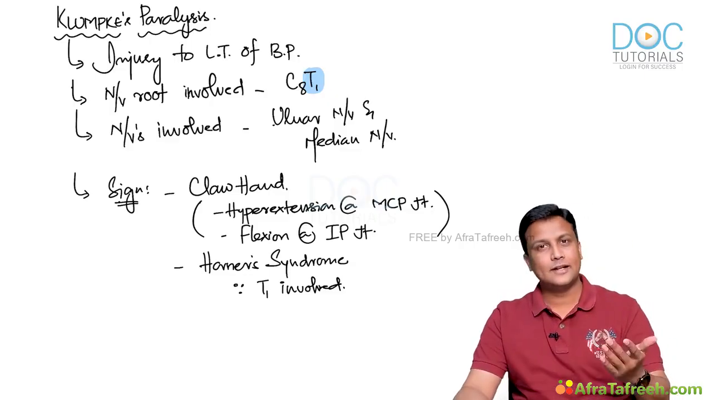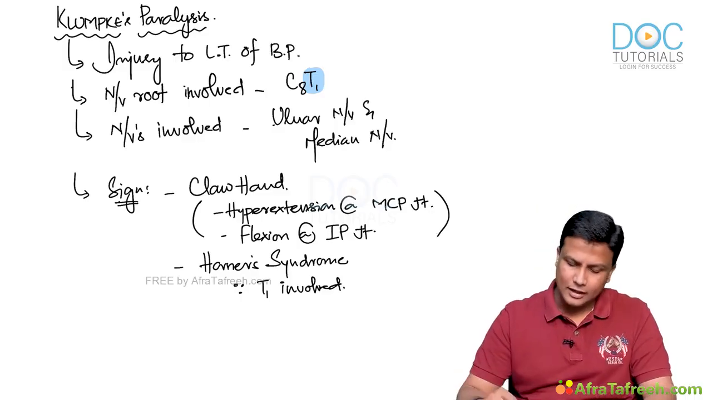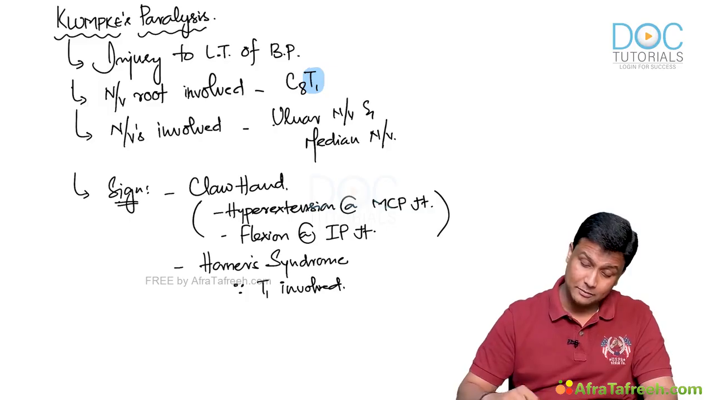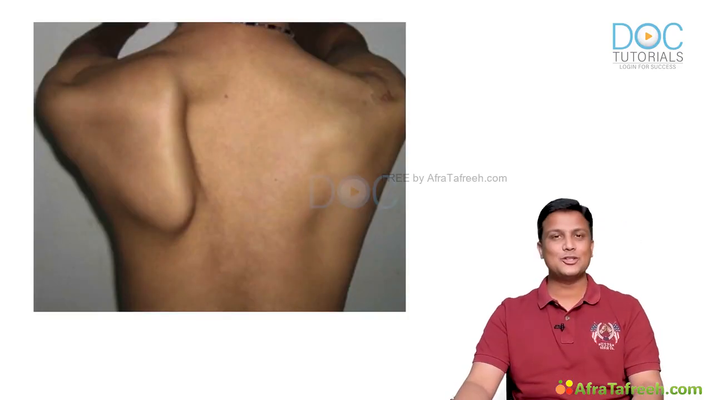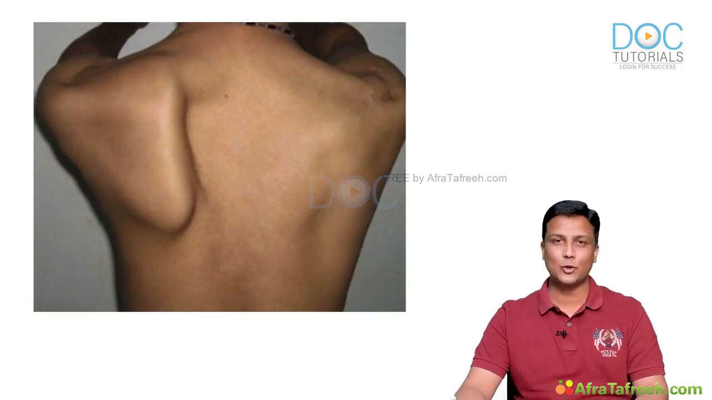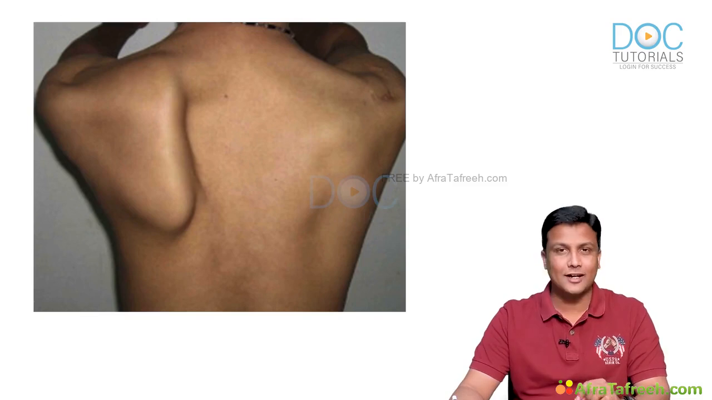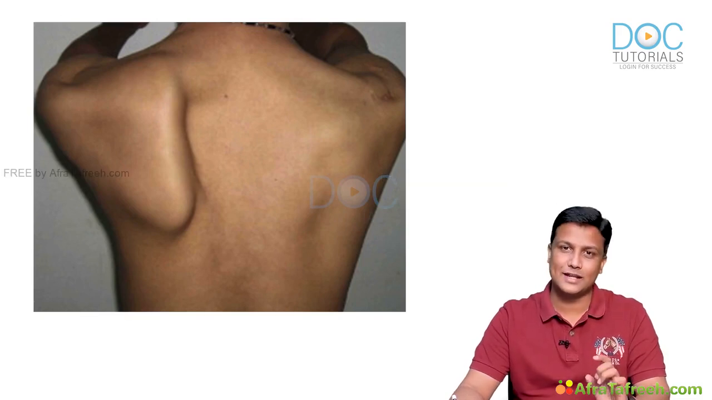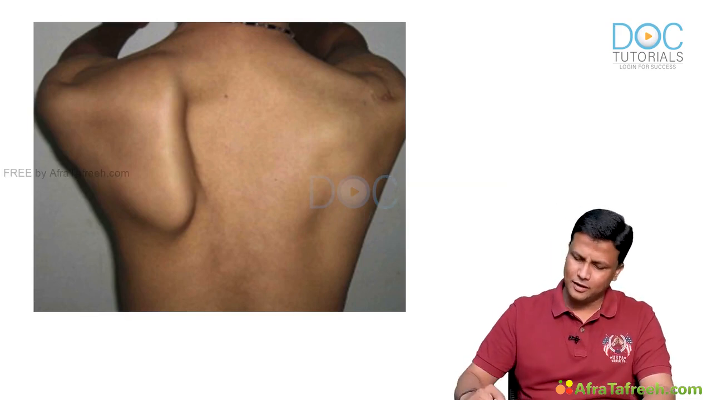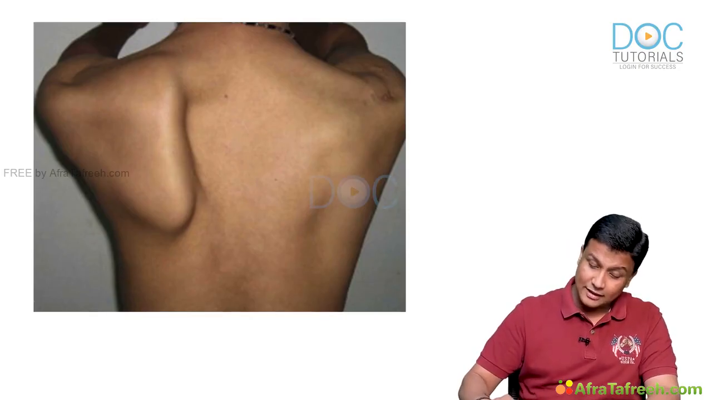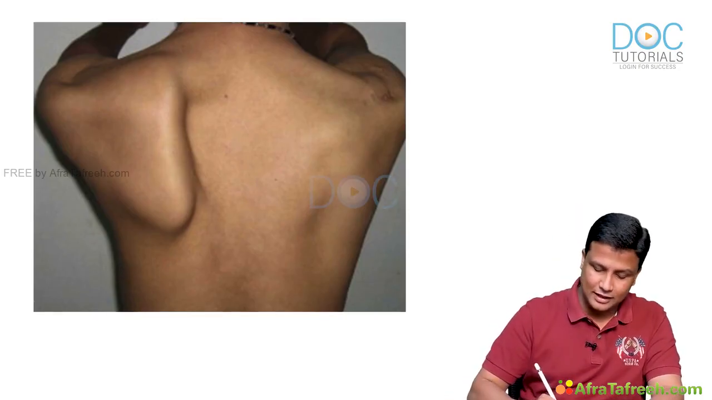After completing Erb's paralysis and Klumpke's paralysis, welcome to the last and final applied aspect. That was recently given in the exam as an image-based question, guys. Look at this image now. In this image, you can see the scapula, your shoulder blade, is prominent. This condition is known as winging of scapula. Many a time this has been given as an image-based question. So write down the last and final applied aspect: winging of scapula.